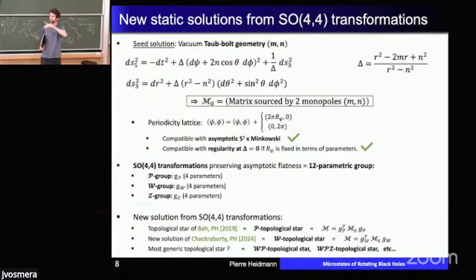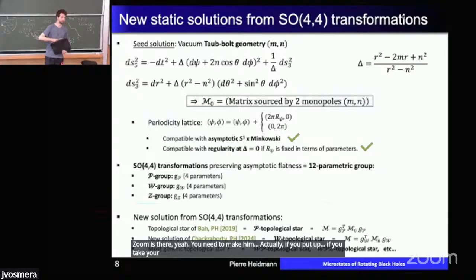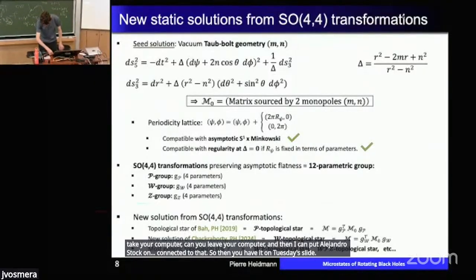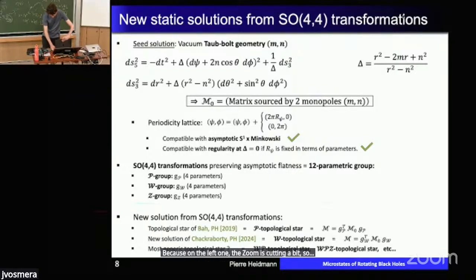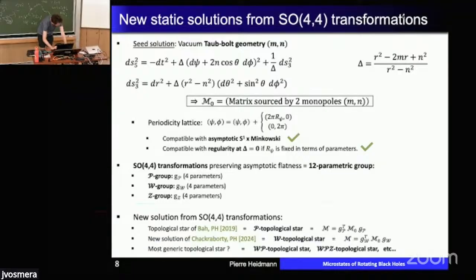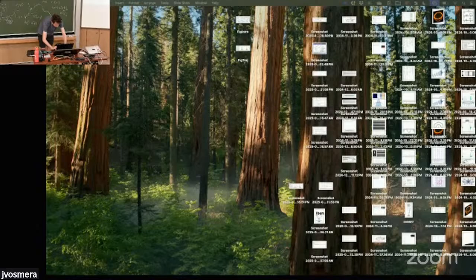We'll have the Zoom. The Zoom is there. Actually, if you leave your computer, then I can put Alejandro's talk on, connected to that, so we have it on two screens. I agree, because on the left one the Zoom is cutting a bit. There's something in the chat. If you just keep the Zoom on, it'll be great. I'll keep the YouTube running so you guys don't do anything. Don't say anything funny.